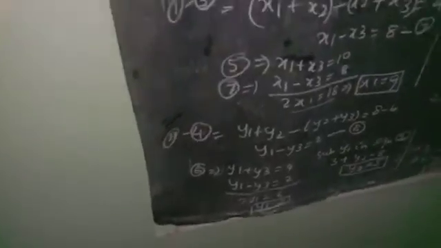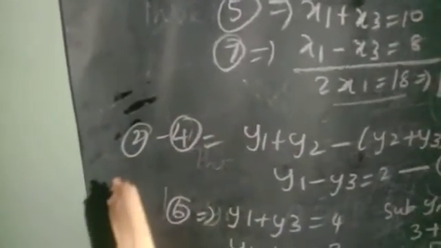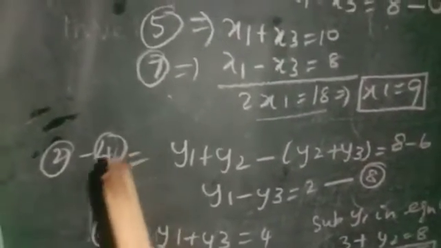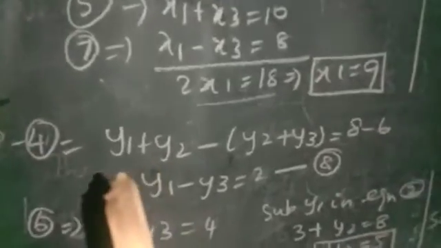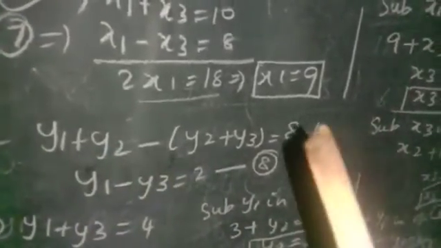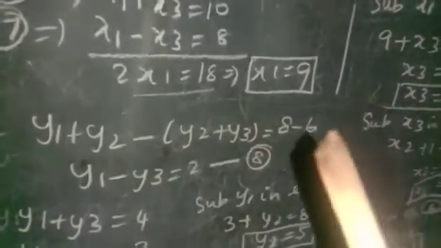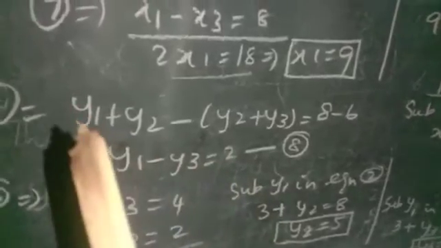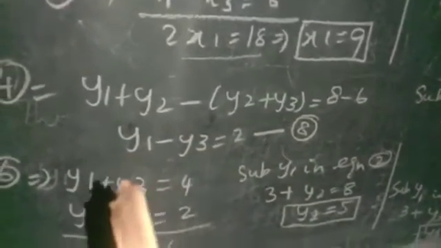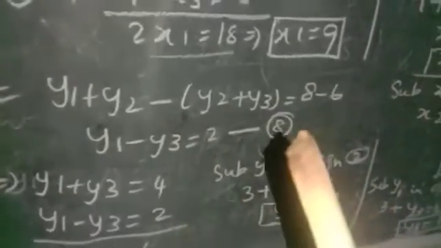As well as we find out the y1, y2, y3 values. So first we take the second and fourth equations. We subtract the fourth equation from the second equation. Second equation what? y1 plus y2 is equal to 8, and fourth equation y2 plus y3 is equal to 6. So now we take the two equations, then subtract. Then we write y1 plus y2 minus of y2 plus y3 is equal to 8 minus 6. Second equation right hand side 8, and fourth equation right hand side 6. So y2 cancels. Then we write y1 minus y3 is equal to 8 minus 6, 2. So this is the eighth equation.